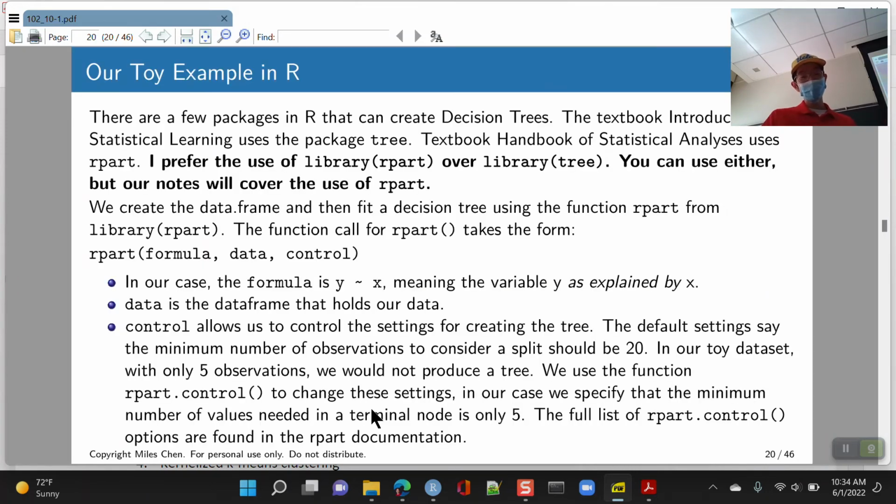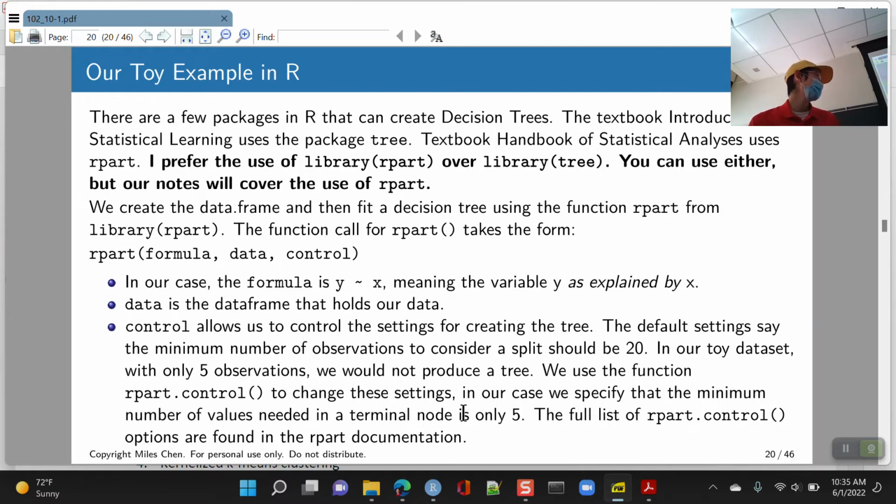Okay, what if we wanted to run this in R? In R, there's a couple libraries that will do trees. There's library rpart and library tree, and I'm going to cover using rpart, basically a partition making thing. So we're going to say predict y based on x, y as explained by x. We give it the data, and there are options that you can set inside control.